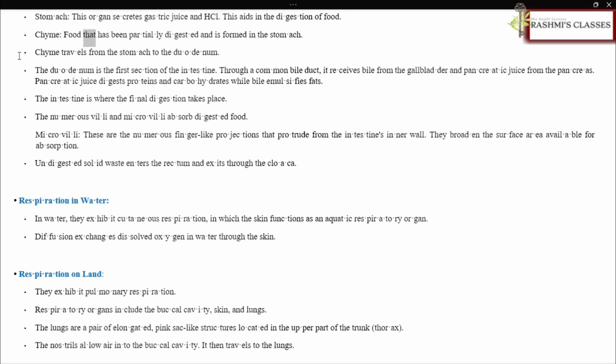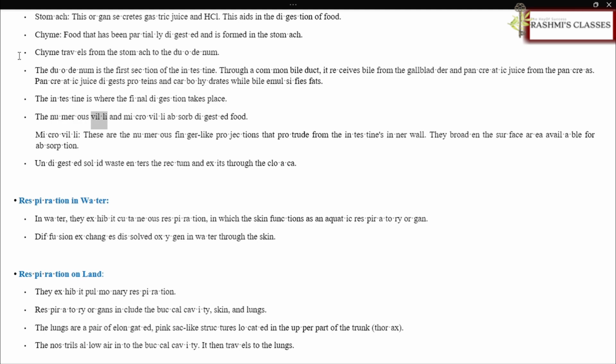Chyme, food that has been partially digested and is formed in the stomach. Chyme travels from the stomach to the duodenum. The duodenum is the first section of the intestine. Through a common bile duct, it receives bile from the gallbladder and pancreatic juice from the pancreas. Pancreatic juice digests proteins and carbohydrates while bile emulsifies fats. The intestine is where the final digestion takes place.